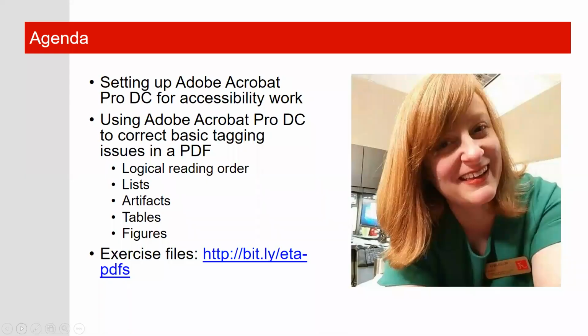Today's session covers how to use Adobe Acrobat Pro DC to correct basic tagging issues in a PDF. After setting up Adobe Acrobat Pro DC for accessibility work, we'll look at how to address reading order, lists, artifacts, tables, and figures. When we offer this session in the classroom, it's as a hands-on workshop. On the screen and in the chat is a link you can use to access the exercise files we use for that in case you'd like to try to follow along with the webinar recording later.